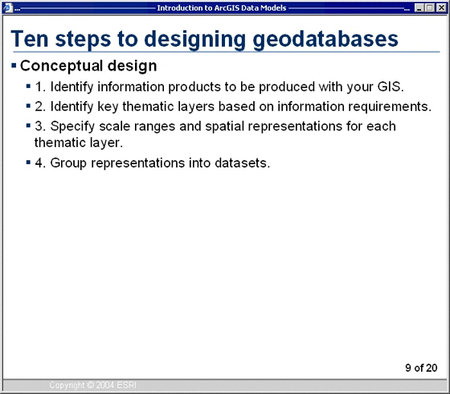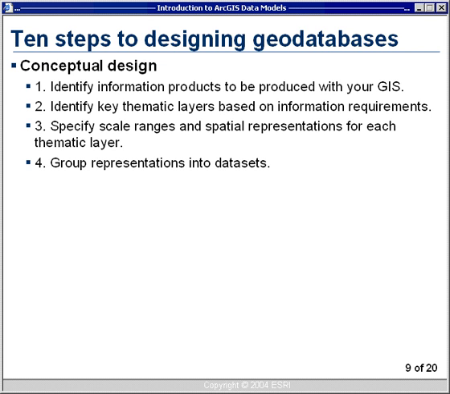The first of the conceptual steps is to identify the information products. Are you creating a globe to represent geographic data? Or maybe an IMS site to serve maps across the internet? Identifying the information goals of your GIS will help to steer some of the modeling decisions that you will make along the way. In step 2, we identify the elements of the thematic layer stack, as I showed you previously, based on these information requirements. Step 3, we're looking at the scale ranges and spatial representations.